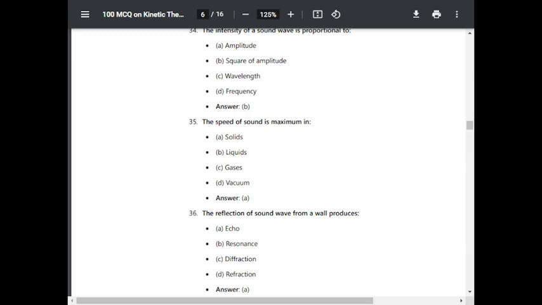Question number 35. The speed of sound is maximum in: option A, solid; option B, liquid; option C, gases; option D, vacuum. The correct answer is A, solid. The speed of sound is maximum in solids.